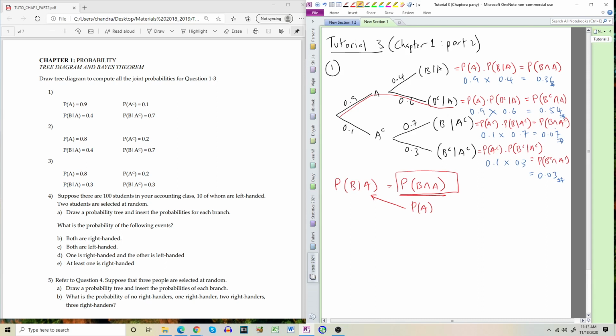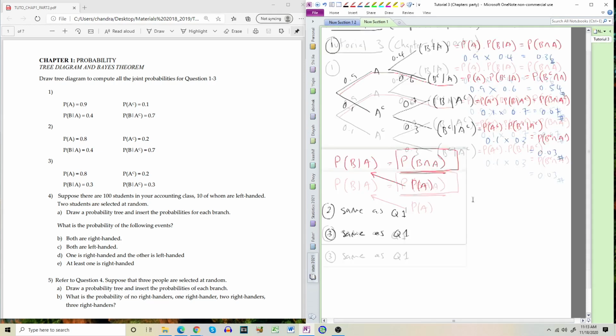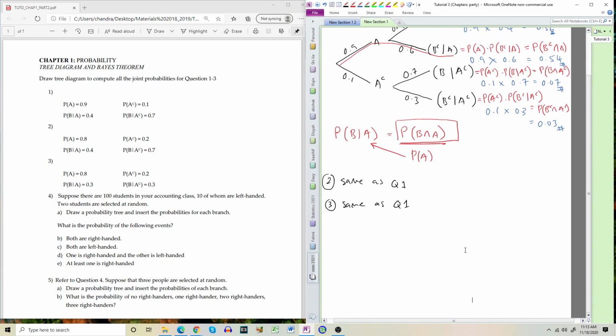Same goes for number 2, and I suppose you can do number 2 same as number 1, and number 3 same as number 1. So 1, 2, 3 done. You can try and see how it goes. Number 4.